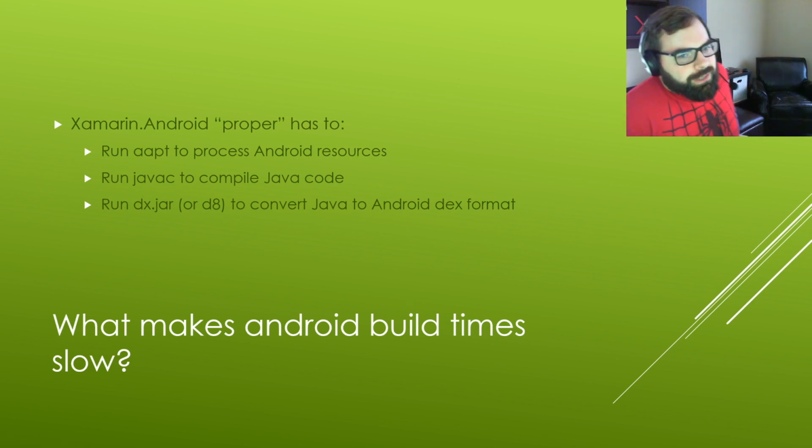So first, let's talk about Xamarin Android proper, or the real Xamarin Android. It's slow. Well, it can be slow for several reasons, and Android apps in general, their build times are slow, even Java. But it runs a tool called apt that processes Android resources, and that takes a while. It runs javac to compile Java code, and it runs dx or d8 to convert compiled Java to Android format. And so I thought, what if we didn't do all of this stuff? What if we could build an Android APK up front and not go through all of this?